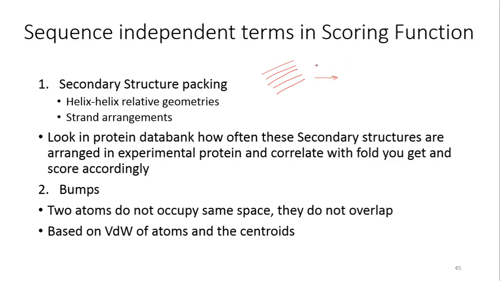Say for example, do these 6 strands form two beta sheets, one beta sheet containing 4 strands and another beta sheet containing 2 strands, or does it happen the other way around?